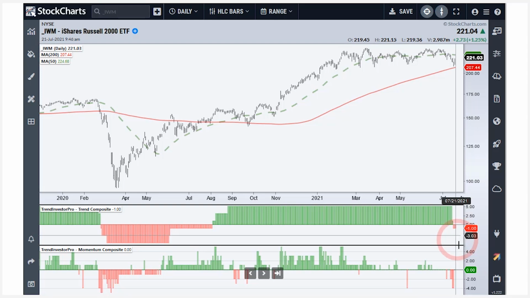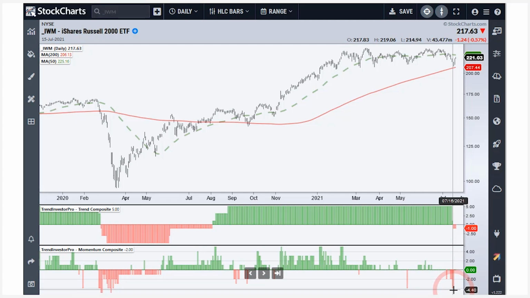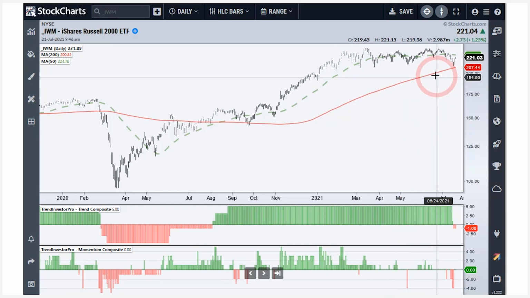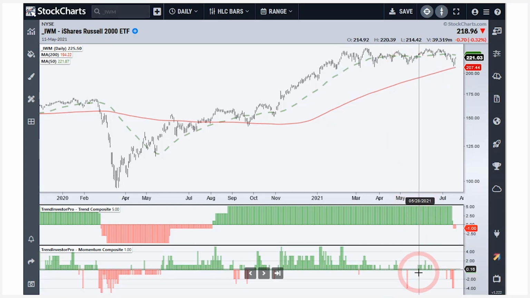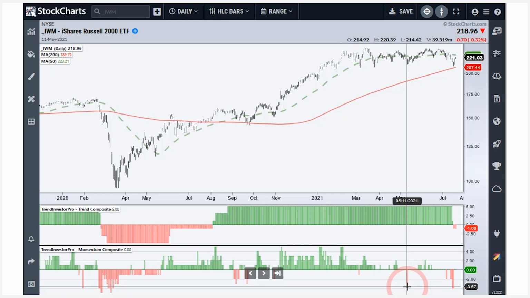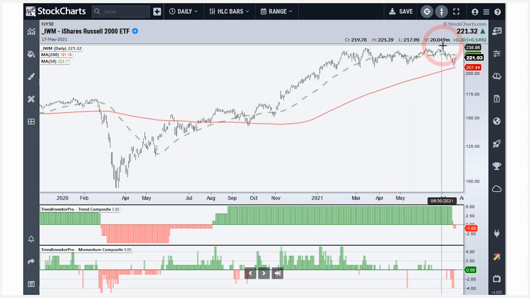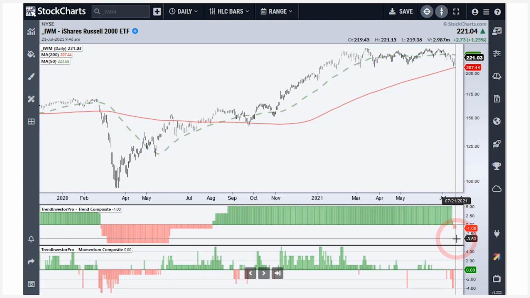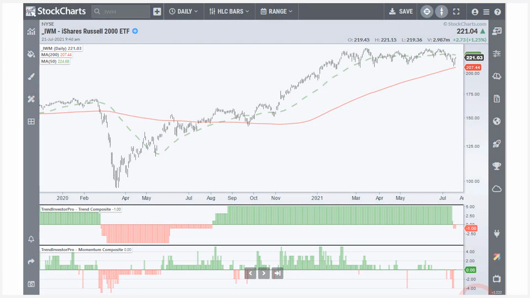So when that happens, we ignore oversold readings because you only want oversold readings in the momentum composite when the bigger trend is up. For instance, if you look here in May, we had an oversold reading in the momentum composite. It got to -4. So that was a good oversold reading that gave way to a bounce. But now we've got this oversold reading, but the trend composite has turned net bearish. So I would be avoiding small caps right now.